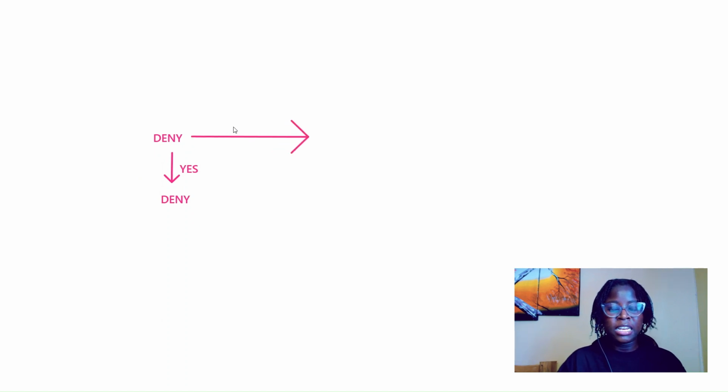It will check for a deny. If there is any deny, and the answer is yes, there is a deny, then the final decision will automatically be deny. If there is no deny, then we check if there is an allow. So the deny is no in this case. Is there any allow? If there is an allow, then the final decision will be allowed.